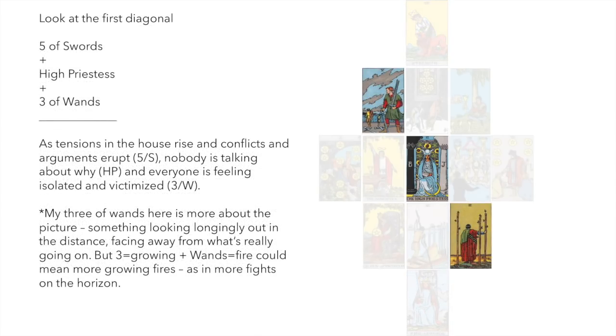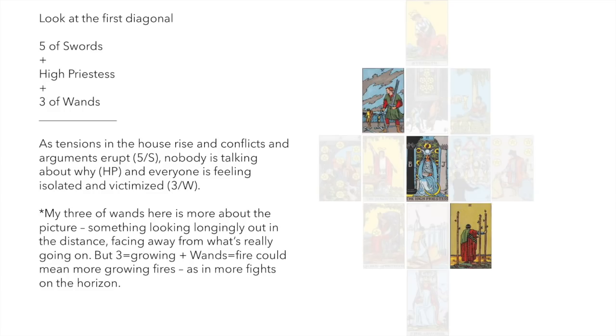Then we look at the first diagonal here. We have the Five of Swords, again, the High Priestess, and the Three of Wands. So as tensions in the house rise and conflicts and arguments erupt, there's our five. Nobody's talking about why, our High Priestess, and everyone is feeling isolated and victimized. Now, my interpretation of the Three of Wands here is a little bit different. I'm really basing it just on the emotional energy of the picture. The sense of being alone and looking off into the distance at what we don't have.